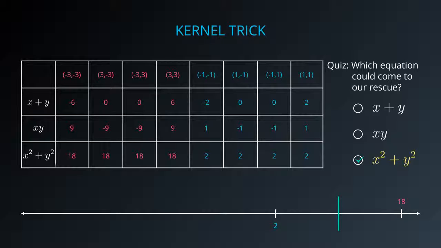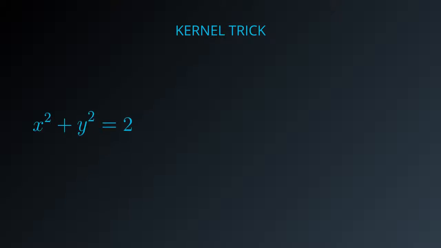And so basically what we have is that for the blue points, x squared plus y squared equals 2, and for the red points, x squared plus y squared equals 18. And how do you split a 2 and an 18? Well, let's say with a 10 that goes right in the middle. So our magic equation is x squared plus y squared equals 10, and let's remember that equation.